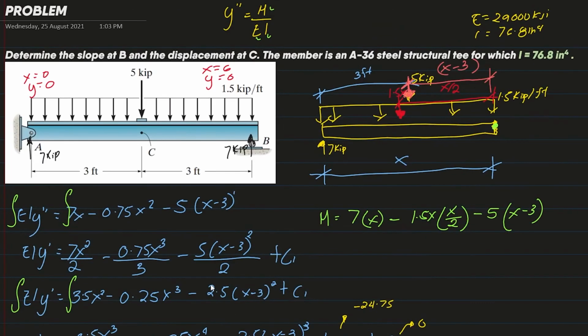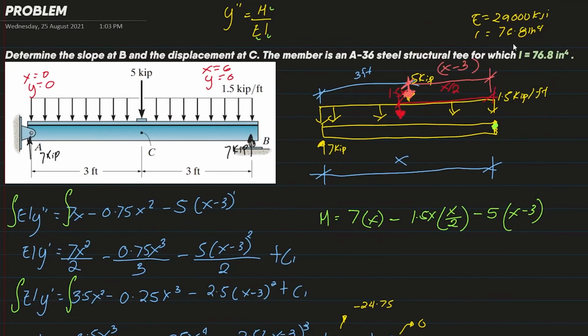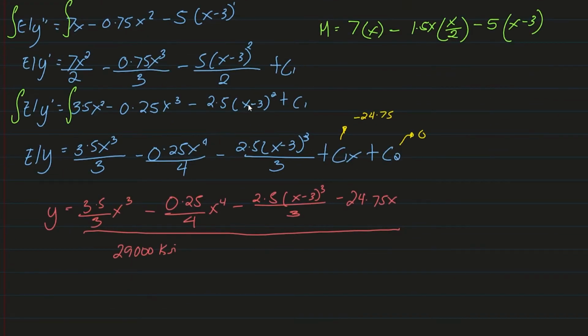Okay, so our E here is 29,000 KSI, and the value of our I, or the moment of inertia, is 76.8 inches to the fourth power.